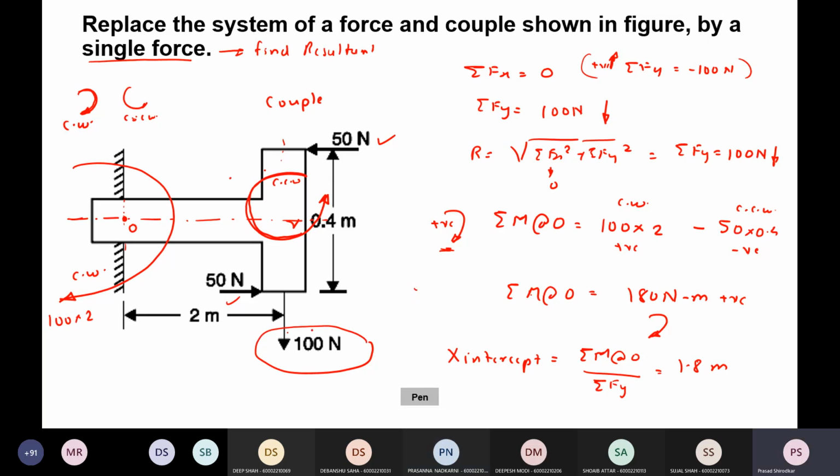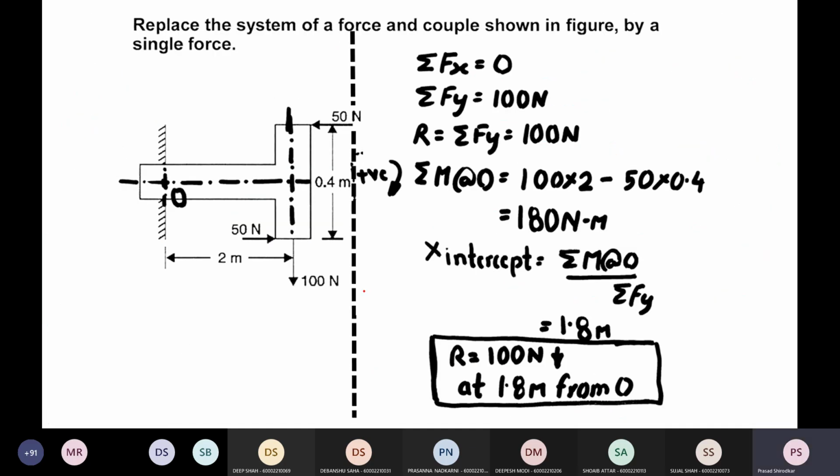And y-intercept is summation m about O divided by summation fx, and summation fx is 0, right? So y-intercept is actually going to infinity. So this is the vertical force. Okay? And look, so we write the system. So this is the system, and R is 100 Newton at a distance of 1.8 meter, and it is acting vertically down. So this is 2 meters, so it will be slightly less than that, somewhere over here.